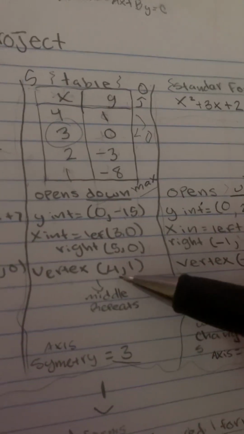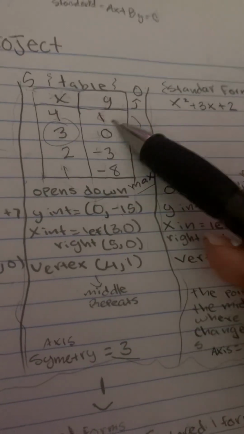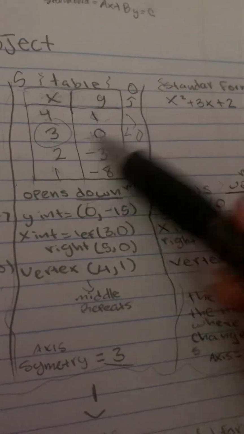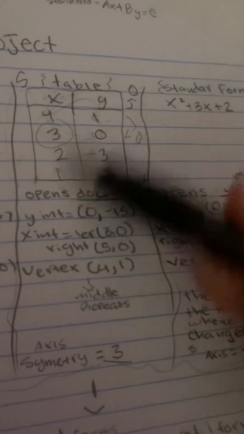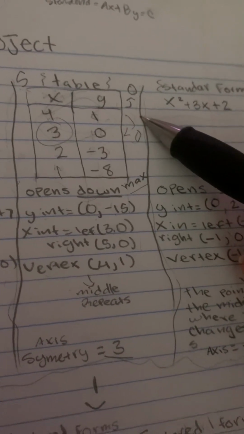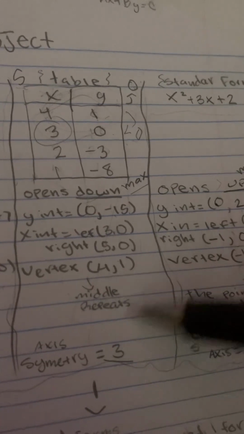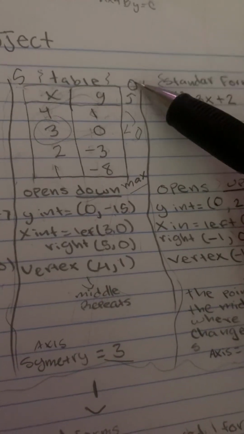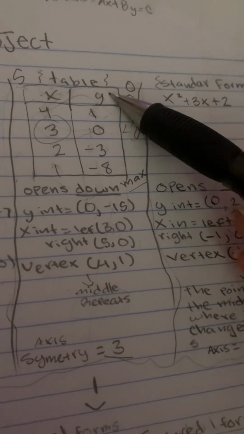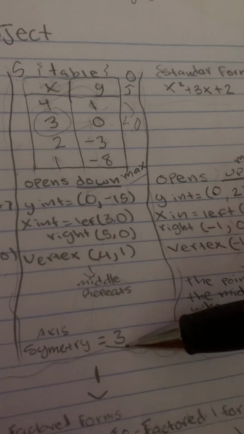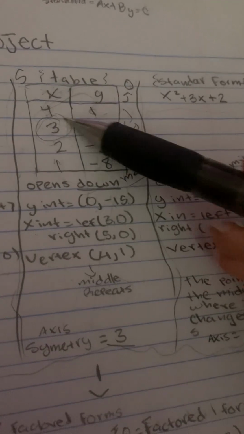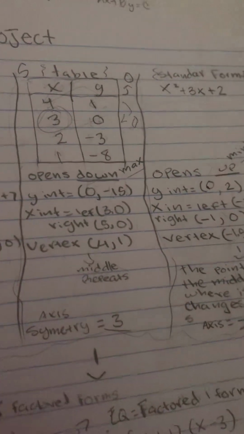Then the vertex is 4 and 1. Because it's right in the middle, when it changes directions up and down, as you can see in a table. And when the numbers repeat, so right here, 0 and 0 are repeating in the y-intercept. And the axis of symmetry is 3, which is right here on the x-intercept.